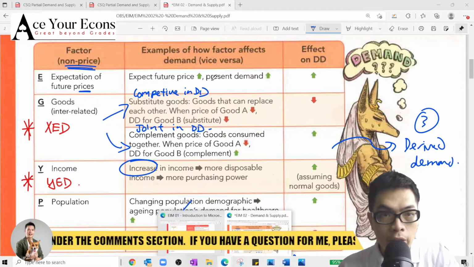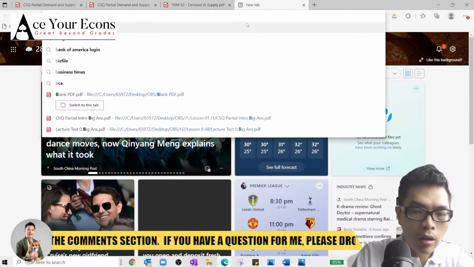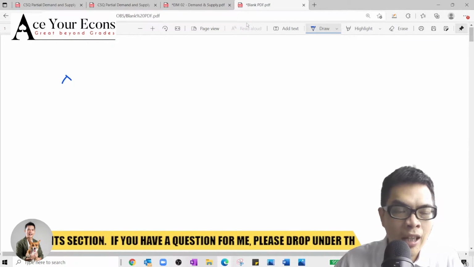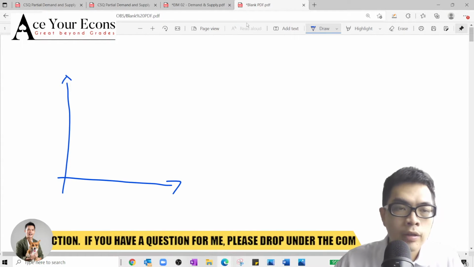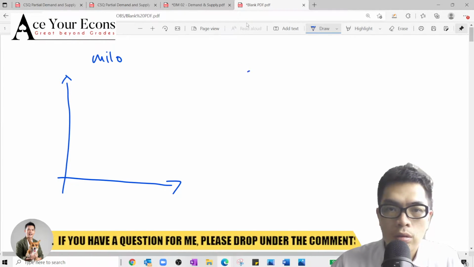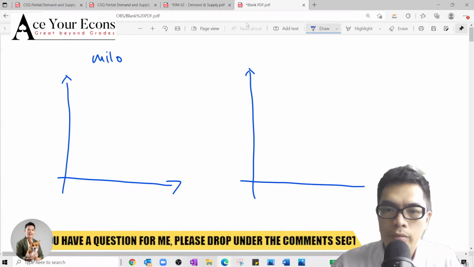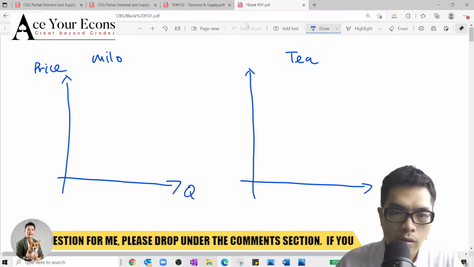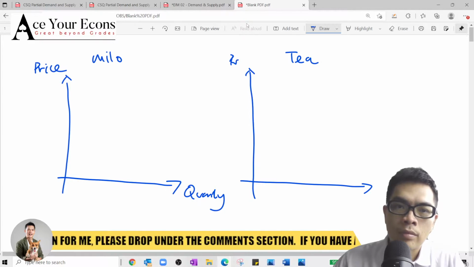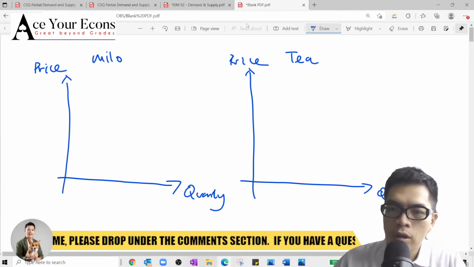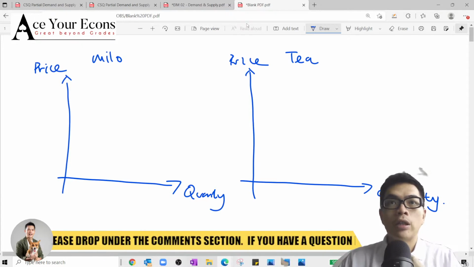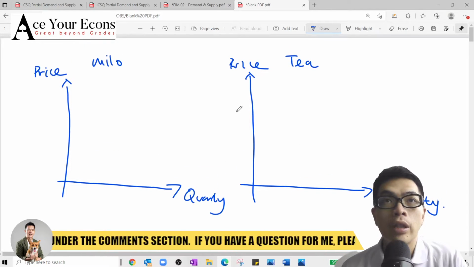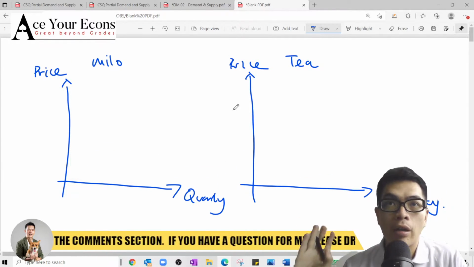So let's continue to advance this topic. I'm going to draw using a diagram. You can join me in this activity. Like I say, the more you draw, the more comfortable you're going to be illustrating this. So this is Milo, and this is tea. For substitutes and complements, it is always useful to put them together so we can compare the effects.